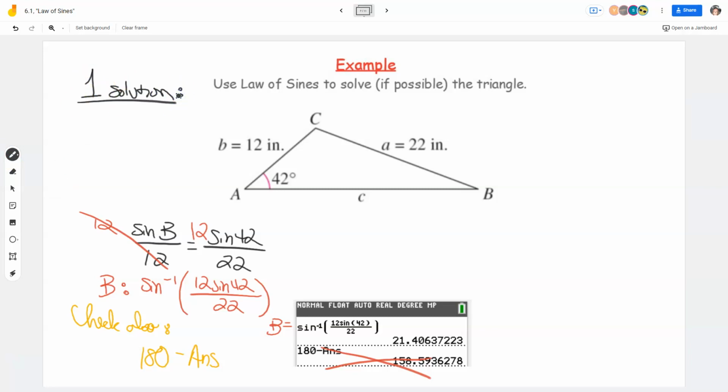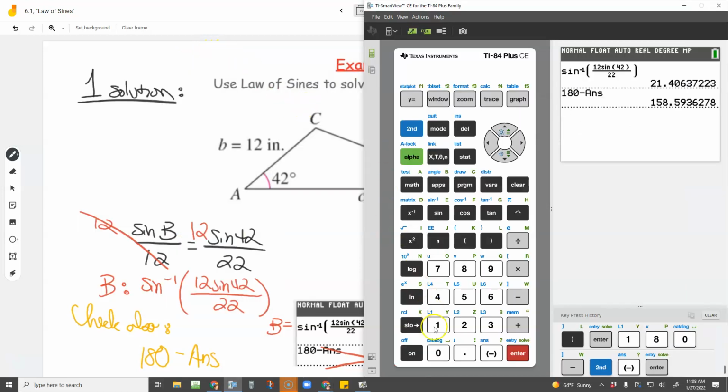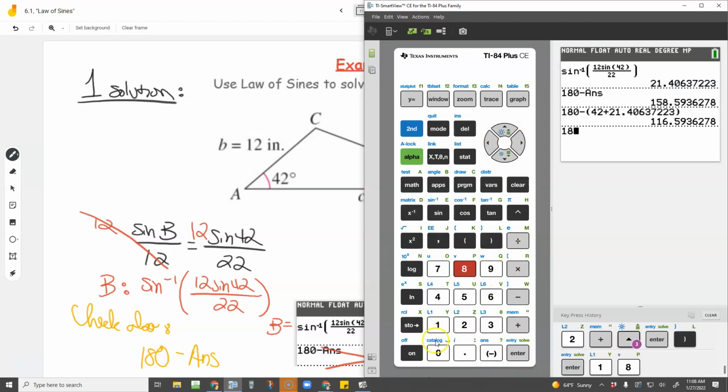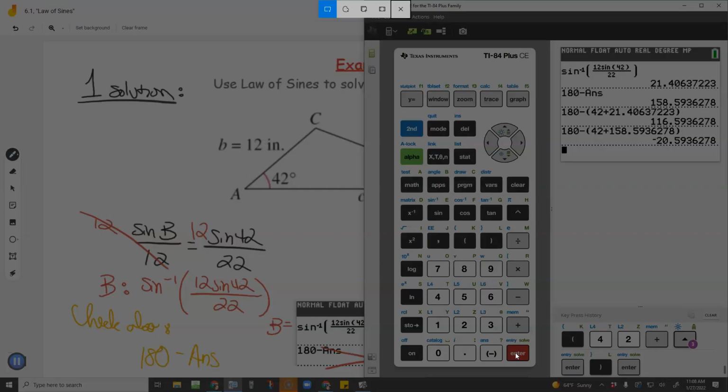Now, what if you didn't realize that? No big deal. You would have just gone to do 180 minus. And what should you be subtracting from 180 to find angle C? Shouldn't you be subtracting 42? And when you subtract 42 plus the other angle, that gives you a third angle. But when you go to do this one, you do minus 42 plus. If you didn't notice it, what's going to happen? A negative. I can't have a negative angle. That doesn't make a triangle. So therefore, I'm just going to say, only that one, not the other, because it doesn't make sense.